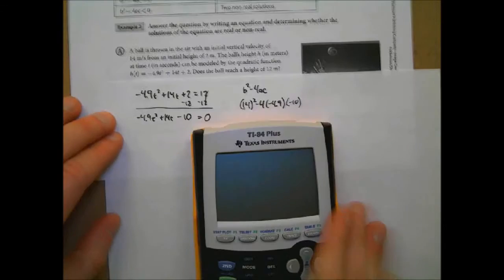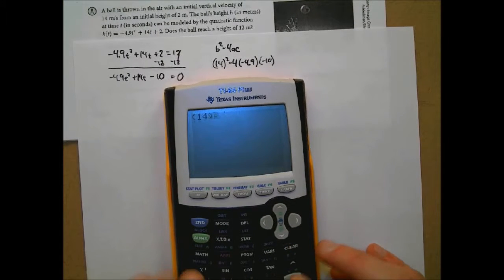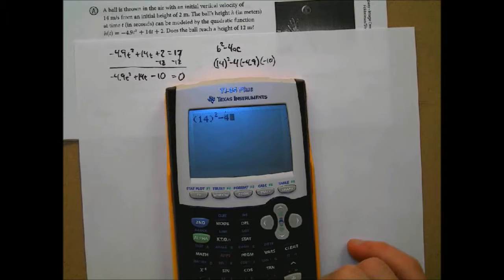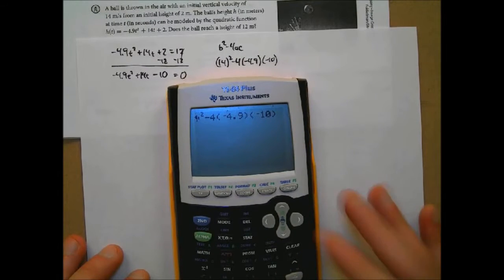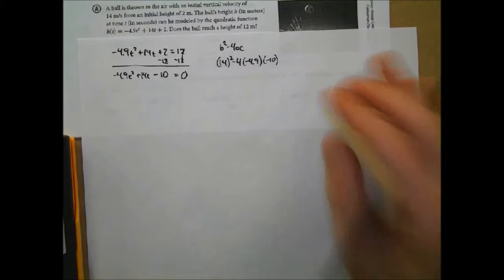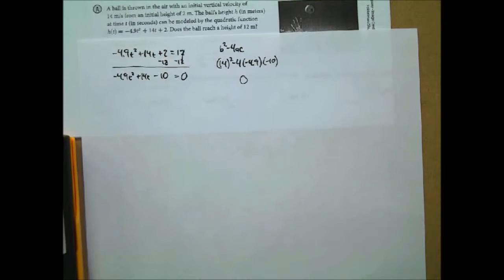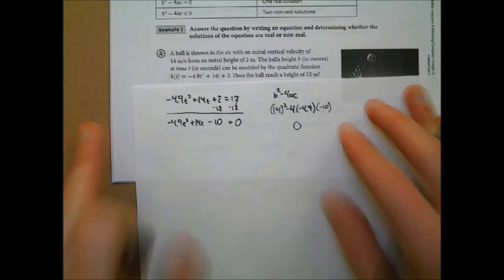Okay, so let's see what happens when we just use the discriminant here. I'm just going to type this in my calculator just to show you guys you can do that. So 14 squared minus 4 times negative 4.9 times negative 10. Literally just use the parentheses there. And we get 0. When you get 0 for your discriminant, what does that mean?